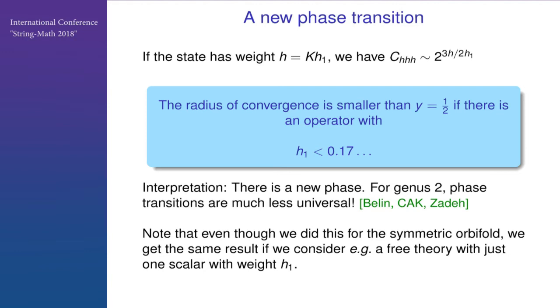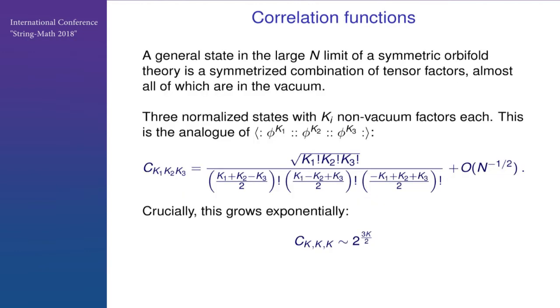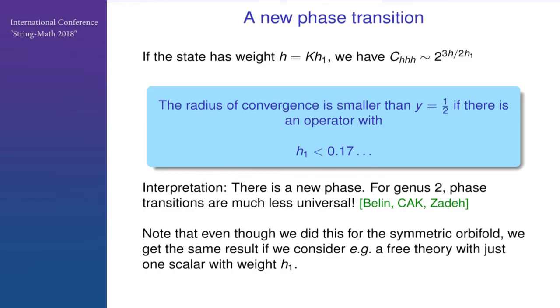So this is work together with Alex Belin and Ida Zadeh, and indeed this suggests that for genus 2, the phase transitions are much less universal than in the genus 1 case, where basically you could take any symmetric orbifold and you still got the same phase diagram. Here, if you take a light enough field in the symmetric orbifold, you find that there is a new phase. Also, let me point out that even though the way I presented this computation was in the framework of symmetric orbifolds, this counting is the same for simply a free theory. So for instance, if we just have a scalar with weight h1, we would get exactly the same growth and exactly the same behavior of the radius of convergence.